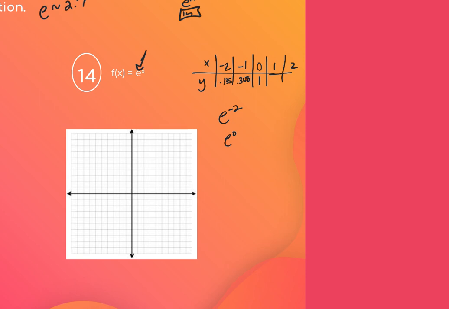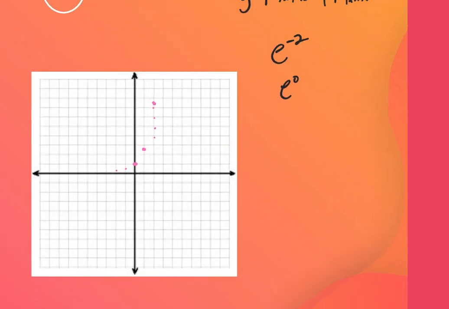e to the first is just e, which is 2.718. And then e to the second is 7.389. So when we go to graph these, I plot those points. -2 and 0.1 is going to be really teeny tiny. -1 and 0.3 is also going to be tiny. Then 0, 1, then 1, 2.7, and 2, 7.3. There's no vertical shift here, so there's still a horizontal asymptote at y = 0. And then I just connect my points.